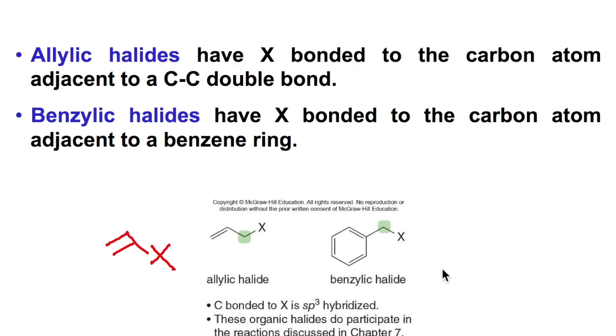On the other side, we have the benzylic halide that again doesn't look like the one that we saw in the previous slide. A benzylic halide has a carbon in between the ring and the halogen.